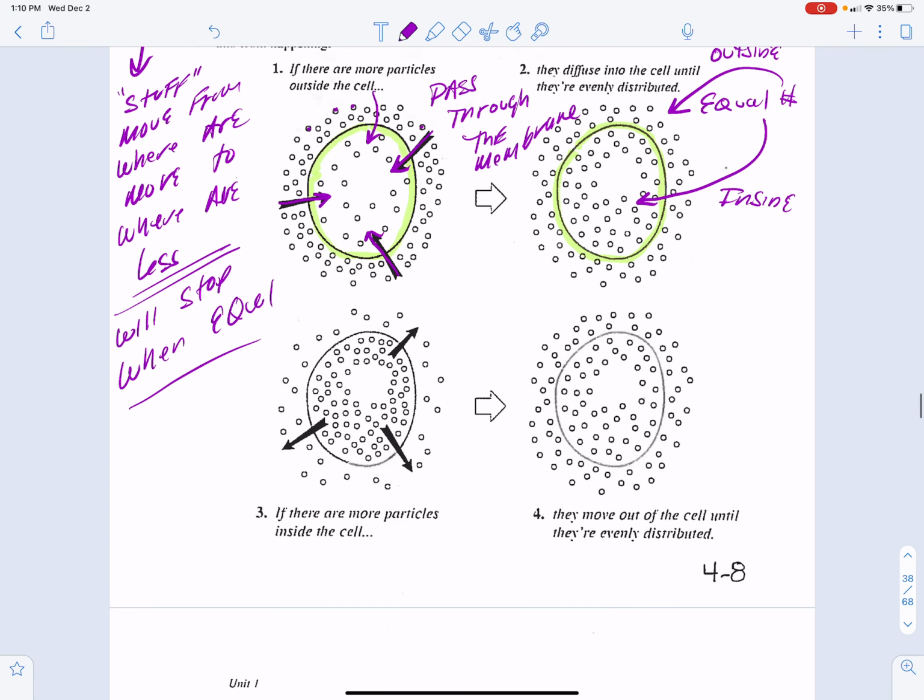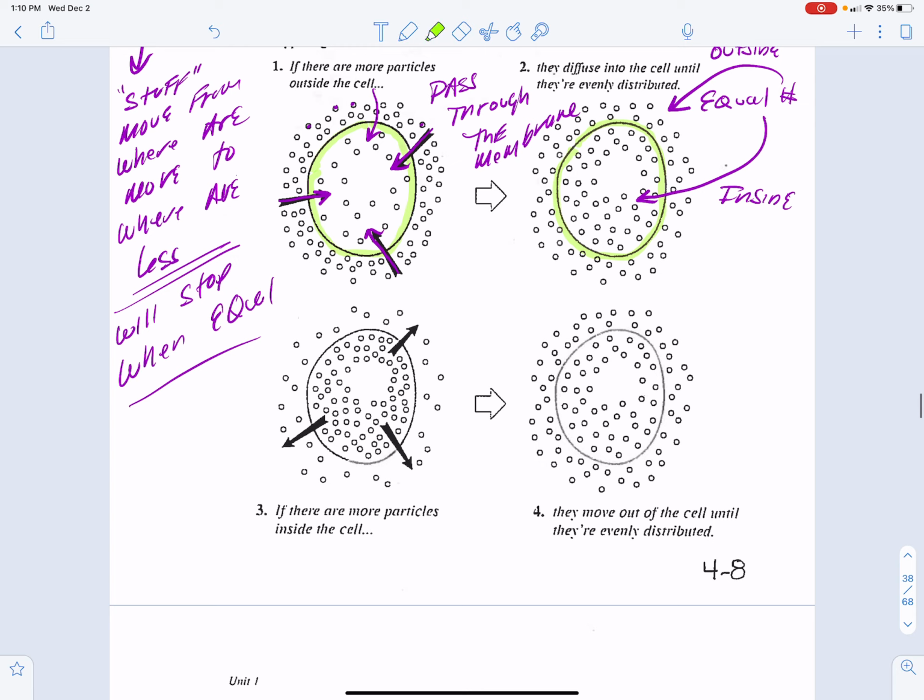So let's see, here's the opposite situation. In this case, once again, still have a membrane here. Okay, here's our membrane. And in this case, there's more stuff inside and there's less outside. As opposed to here, there was more outside and less inside. Well, in this case, the stuff, if it's small enough, will leave the inside until, once again, we have an equal amount on the outside and the inside. Okay, this is osmosis and diffusion.